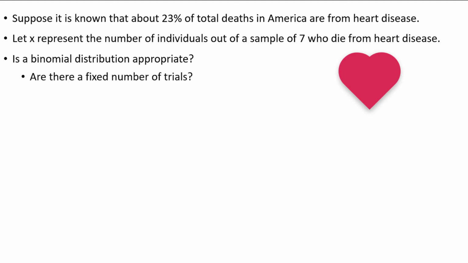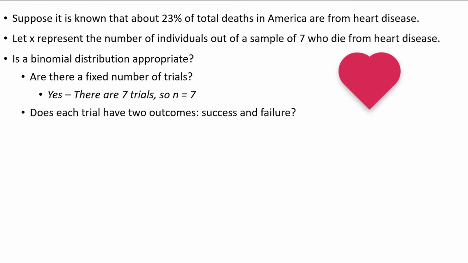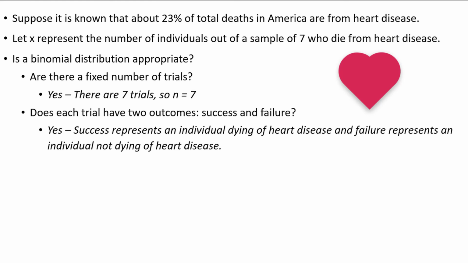Are there a fixed number of trials? Yes, there are. There are 7 trials, so n is equal to 7. Does each trial have 2 outcomes, success and failure? Yes. We can define success as an individual dying of heart disease and failure as an individual not dying of heart disease. Notice that success doesn't have to be something positive or good. It's typically just the outcome you are more interested in asking probability questions about, which is individuals who die of heart disease in our case.